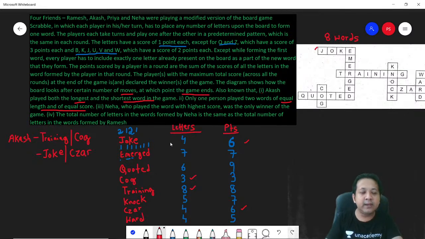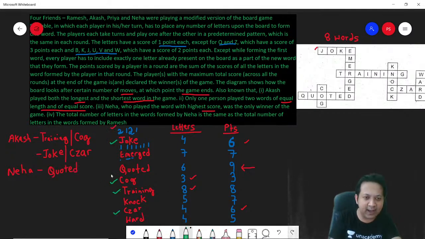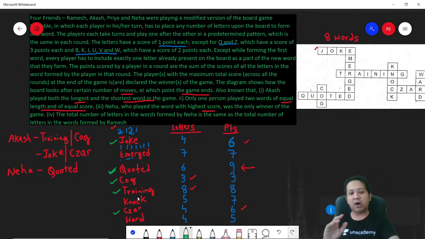Third one. Neha, who played the word with the highest score, was the only winner of the game. Neha, which word does she form? The one with the highest score. So which word has the highest score? Can you see? Quoted has the highest score. These are the 5 words which I have already written. So which are the words remaining? Now please read the last line again, point number 4.